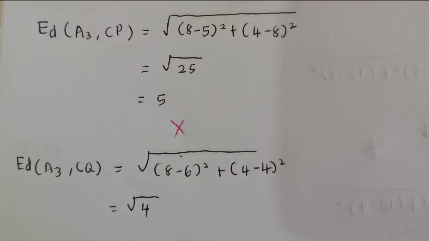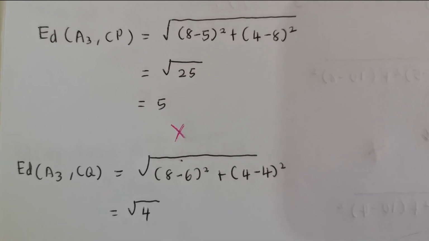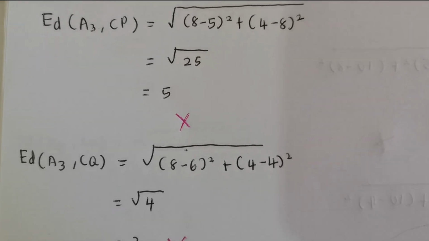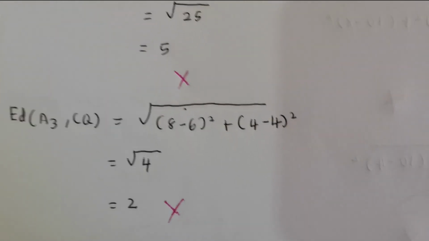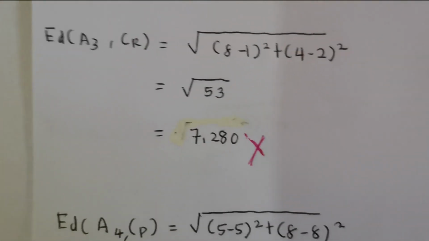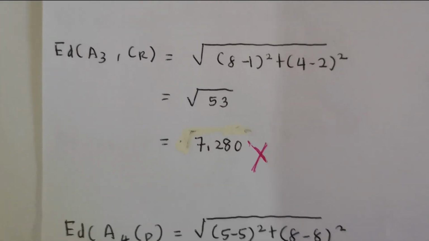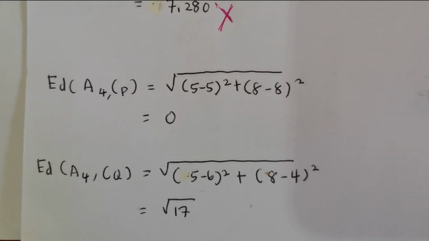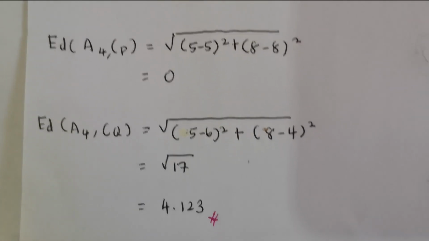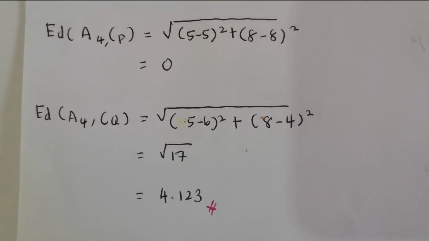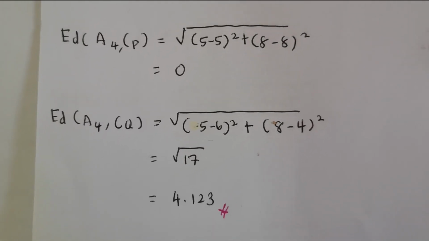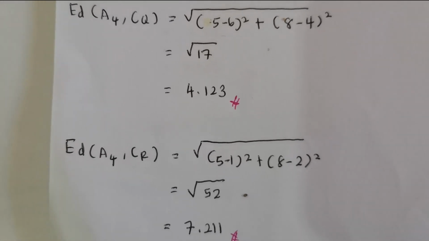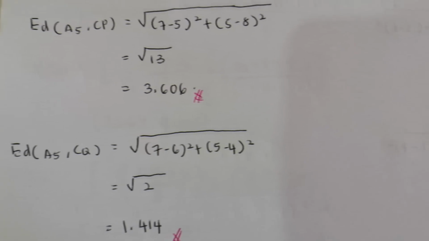Okay, let's make it simple by using the Euclidean distance formula. We will get the distance from cluster P to A3 is 5. The distance from cluster Q to A3 is 2. The distance from cluster R to A3 is 7.280. And then the distance from cluster P to A4 is 0. The distance of cluster Q to A4 is 4.13, and the distance from cluster R to A4 is 7.211.